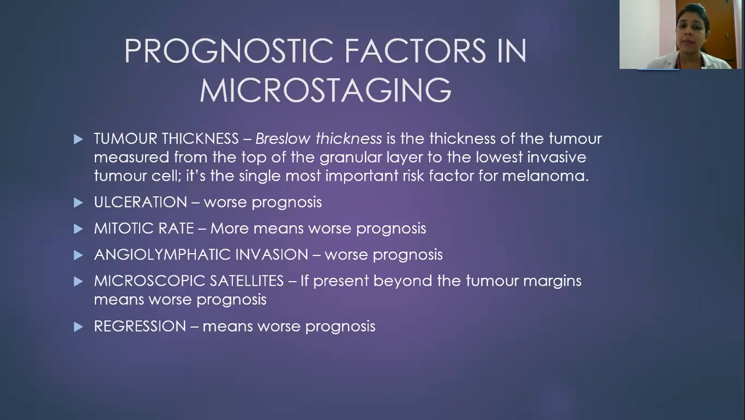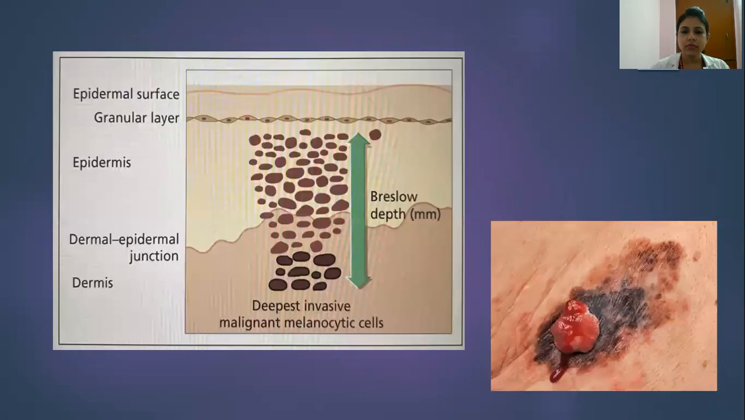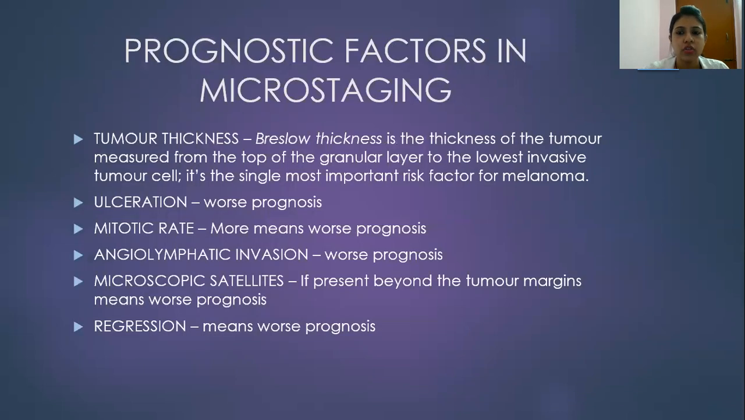The prognostic factors in microstaging. We have something called Breslow thickness. Tumor thickness can be checked by Breslow thickness, which is the thickness of the tumor measured from the top of the granular layer to the lowest invasive tumor cell. The single most important risk factor of melanoma. So here we can see Breslow thickness. It is measured from the top of the granular layer to the lowest invasive tumor cell. That thickness is called Breslow thickness. It is the most important risk factor of melanoma.